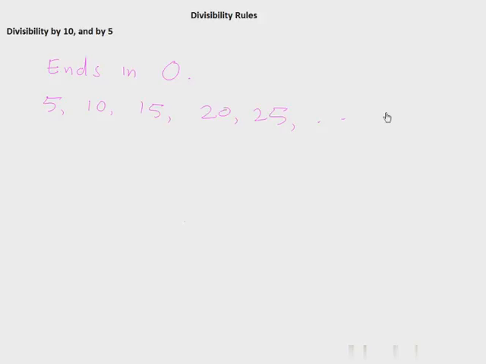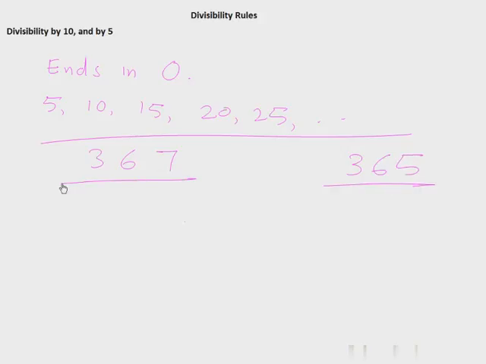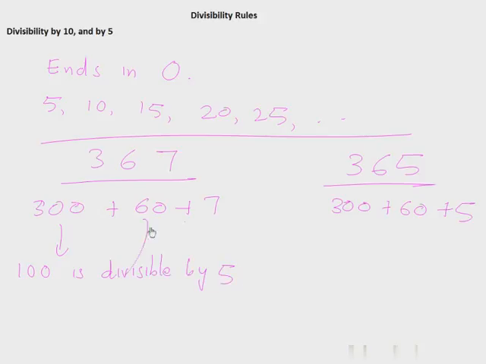Can I prove this? Let's look at a number, say 367 and another number 365. One that is divisible, one that isn't. Again, I break it up into 300 plus 60 plus 7, and 300 plus 60 plus 5. Now the 300 is divisible by 5 because 100 is. The 60 is divisible by 5 because 10 is.